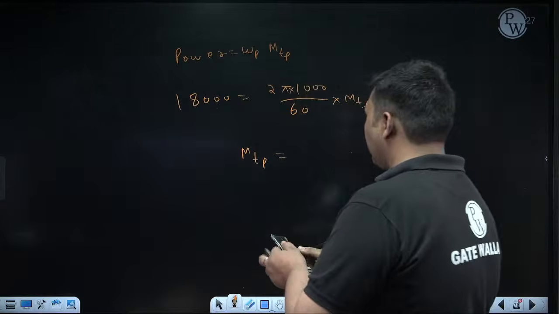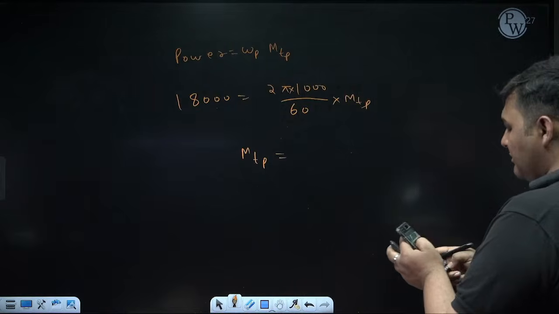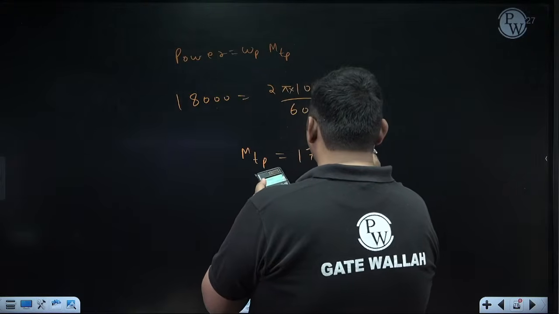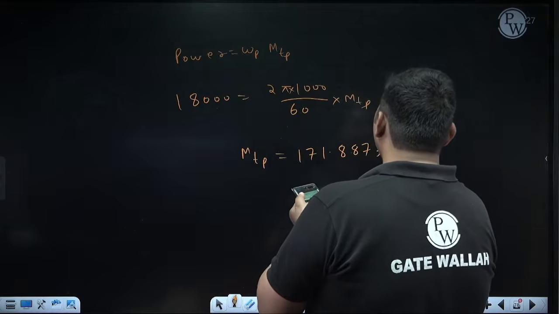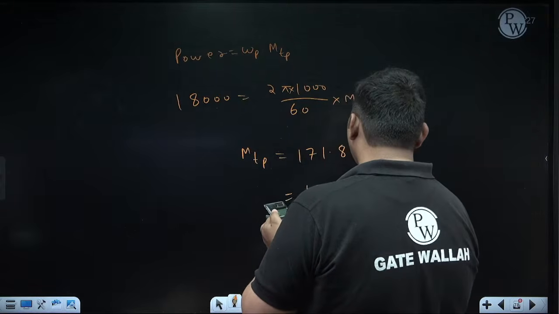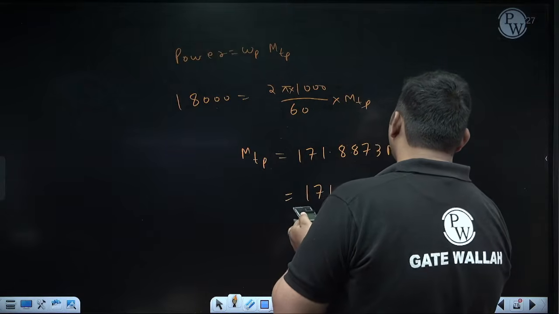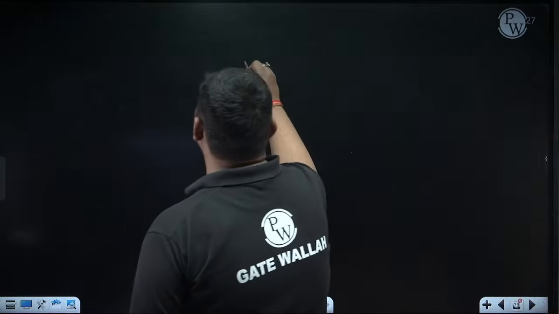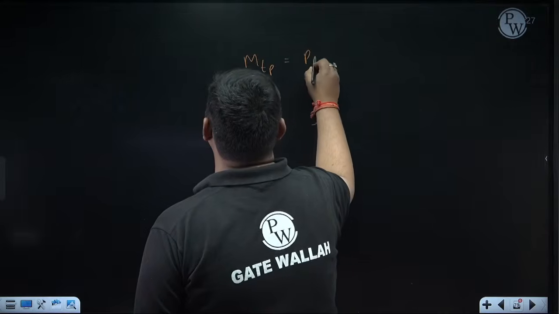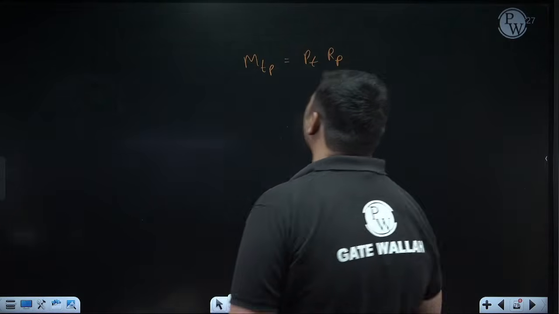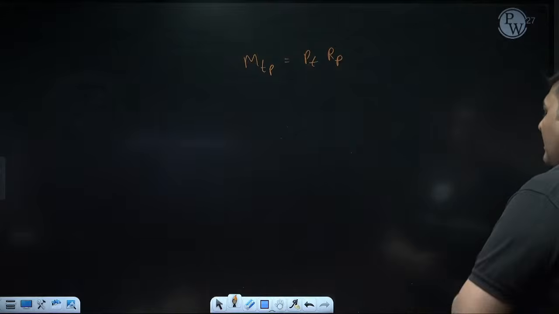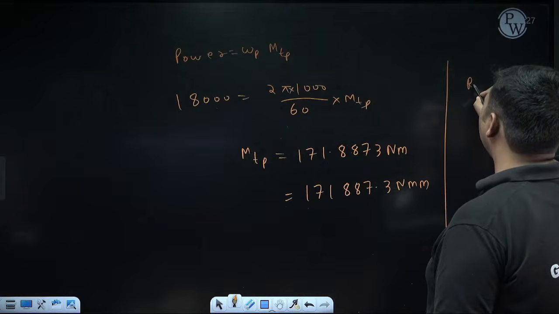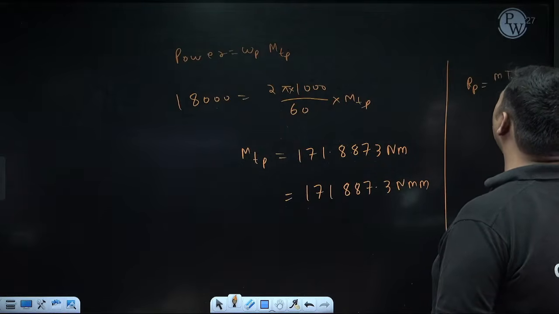So from this we'll get the value of MT pinion. How much is it coming? 18,000 into 60 divided by 2, divided by pi, divided by 1000. It is 171.8873 Newton meter. In Newton mm it will be 171,887.3 Newton mm, because in further calculation for force I am taking Newton, for dimension I am taking mm. Now what is the formula to calculate torque of pinion? It is always PT, which is the tangential force transmitted, into pitch circle radius of pinion. So to calculate PT, now that we have calculated MT pinion, I need to find the pitch circle radius of pinion, which will be module into number of teeth on pinion divided by 2.